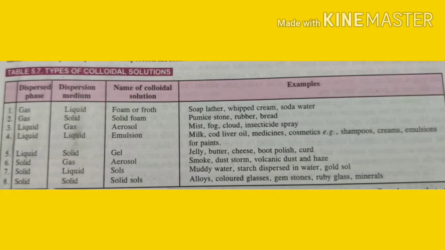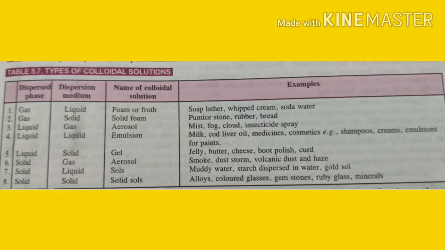Then liquid in liquid, they are called emulsions. They are very important colloidal solutions, in which a liquid is dispersed into a liquid. Milk, cod liver oil, medicines, some cosmetics and shampoos are the examples of it. Then fifth is liquid dispersed in solid, then it is called a gel. Jelly, butter, cheese, boot polish, curd are the examples of it.